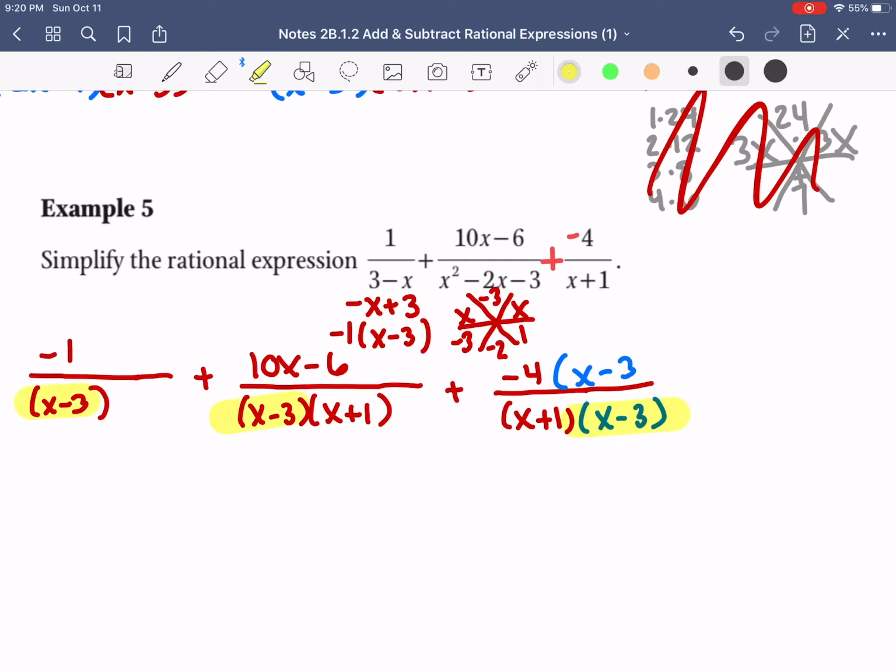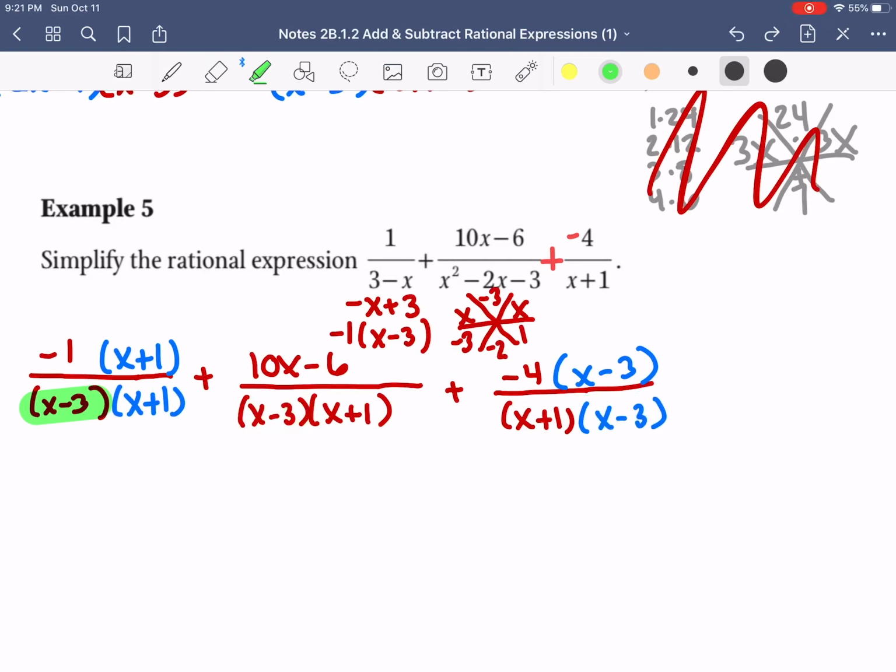They all have that. Then I noticed that these 2 fractions both have an x plus 1, but this fraction doesn't. So what I need to do is multiply that first fraction by x plus 1, top and bottom, because you're really multiplying by 1, because they cancel out, right? You're multiplying by 1. So now when I look at my denominators, right? X minus 3, x minus 3, x minus 3, x plus 1, x plus 1, x plus 1. So they're all the same, right?